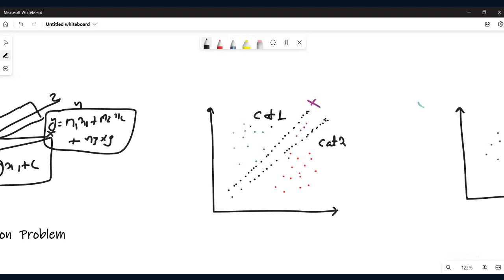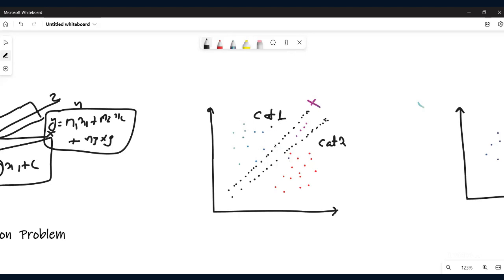So this is why we need machine learning algorithms here: to choose from different lines which is the best fit line to segregate this data into two parts.